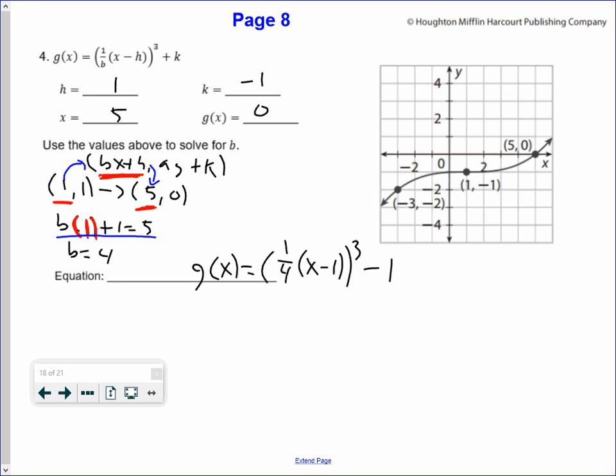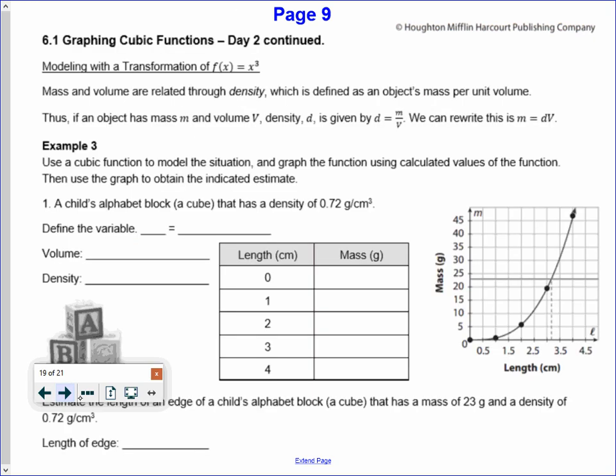All right? So let's keep on going. Now we're going to talk about graphing cubic functions. We're going to be modeling with a transformation f of x cubed. So this can get a little confusing if you're not fully paying attention, because there's a lot going on. So I'm going to try to break this down as much as I can.